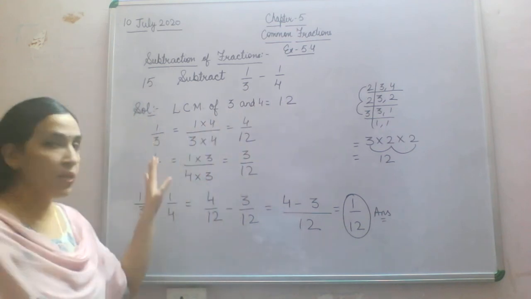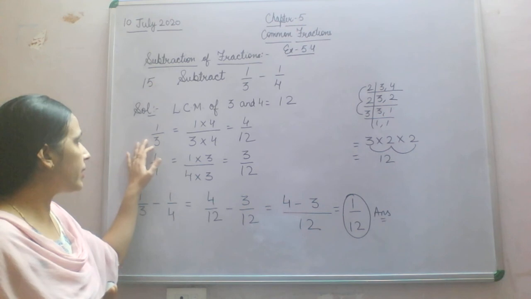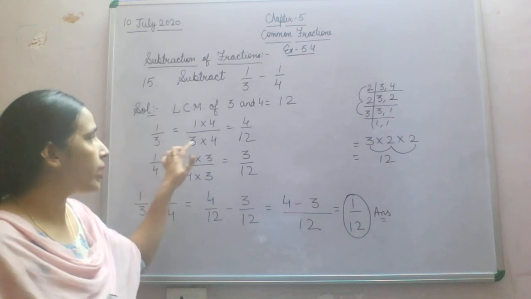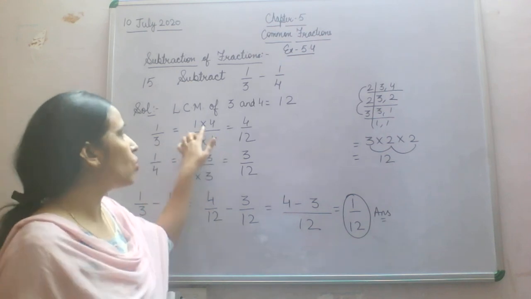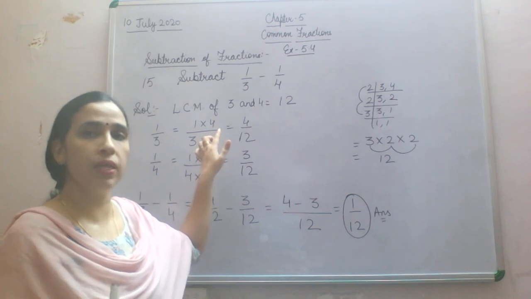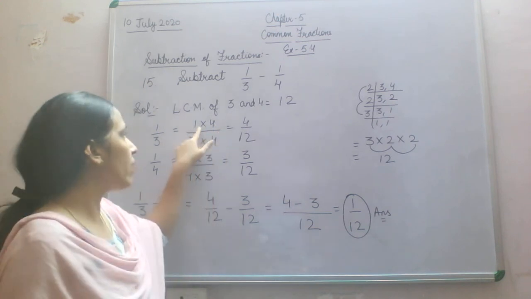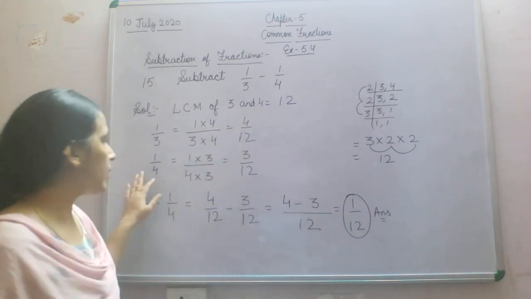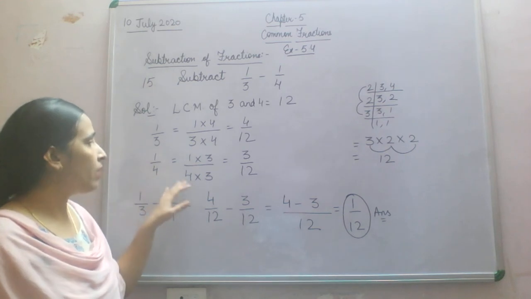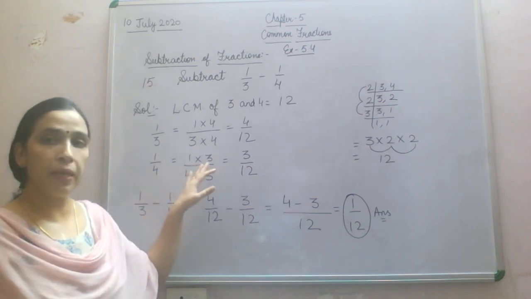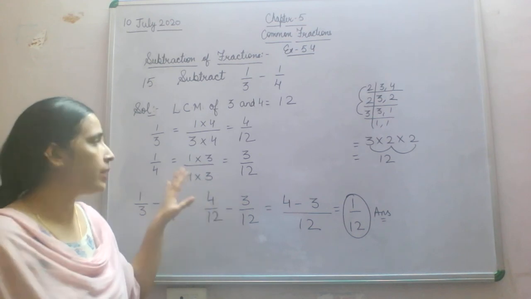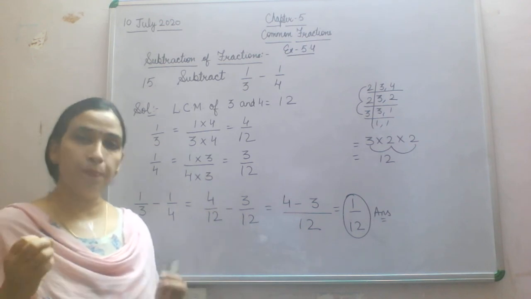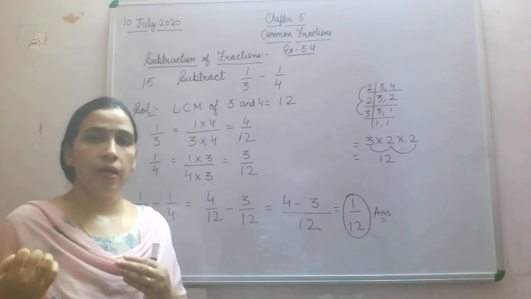Now you have been given two unit fractions, that is 1 by 3 and 1 by 4. Now 3 will be multiplied by 4 so that it becomes 12. Similarly the numerator will also be multiplied by 4. So 1 will be multiplied by 4 and 3 will be multiplied by 4, giving 4 by 12. Now come to 1 by 4. In 1 by 4 also, 1 will be multiplied by 3 and 4 will also be multiplied by 3. So we get 3 by 12. Without converting it into like fractions, there is another method.